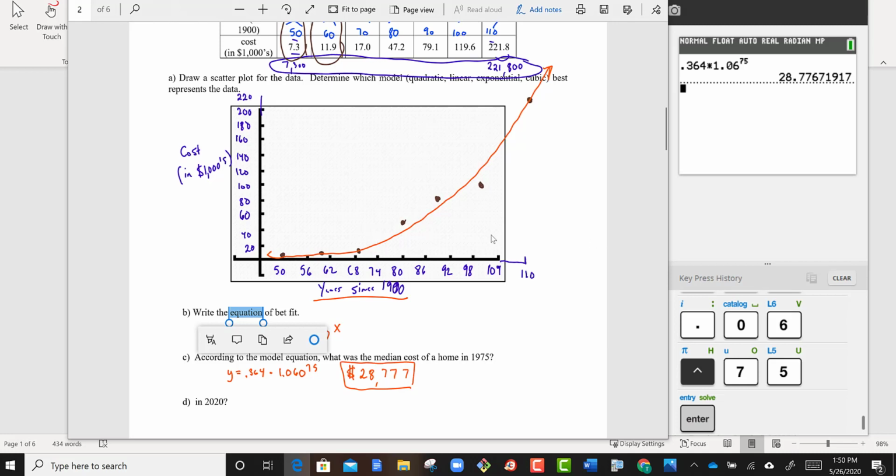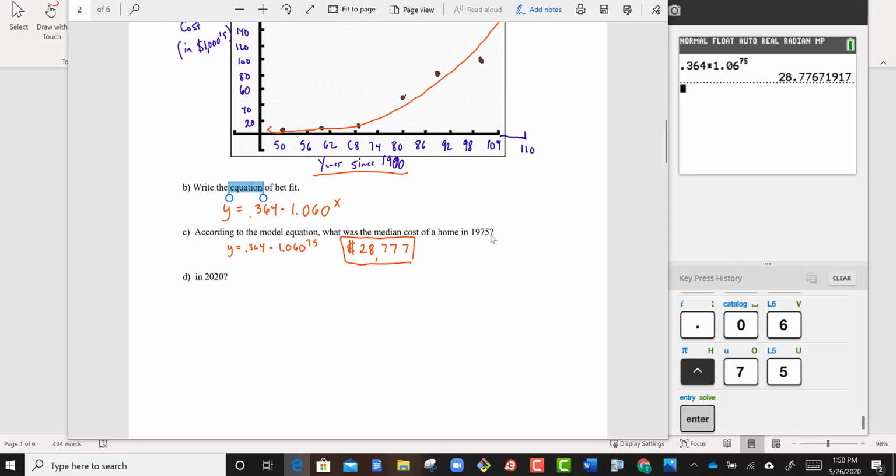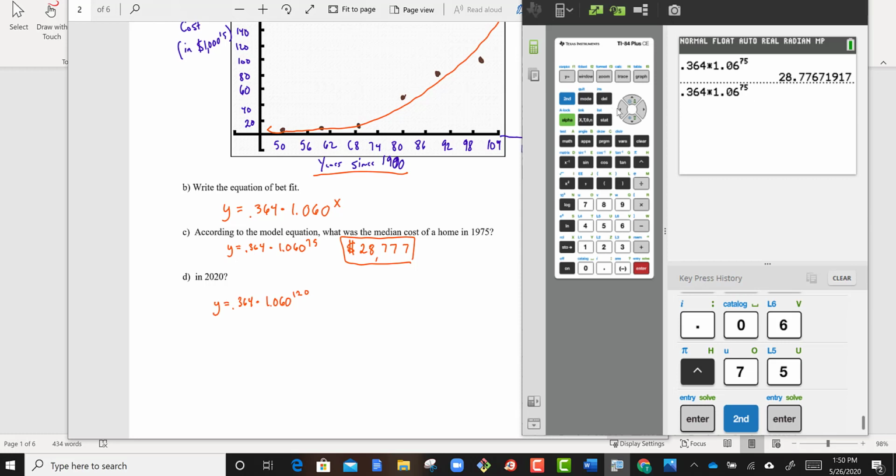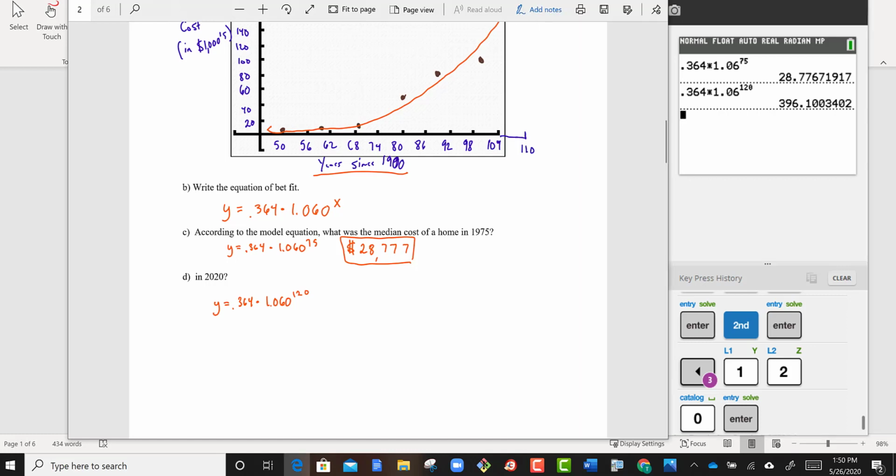And do the same thing for the year 2020, except obviously we're going to plug in 120 for x. So type over that 75, put in 120. Should be a pretty big number. Yeah, 396,000 and $100. That's the median price of a home in 2020.